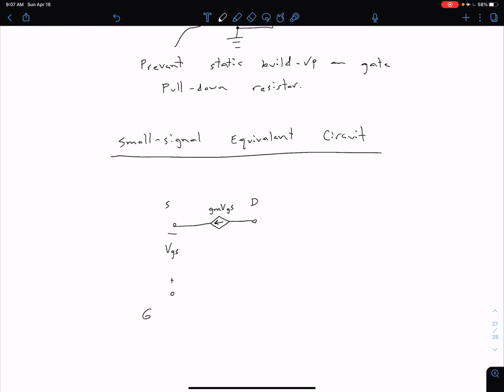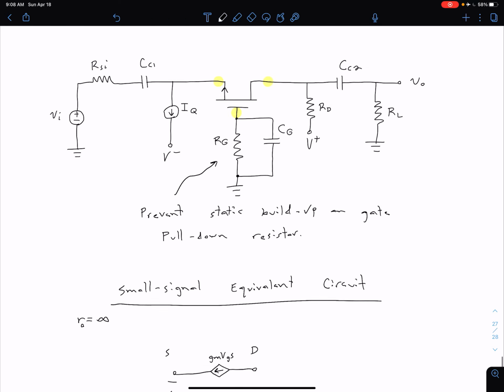In this case, we're going to assume that our R naught is equal to infinity. We're going to come back in the next video and look at a more detailed derivation of our voltage gain using a non-zero R naught between our drain and our source. But for now, we're going to assume it's infinity, so we're not going to include it in this drawing. So that's all for our transistor.